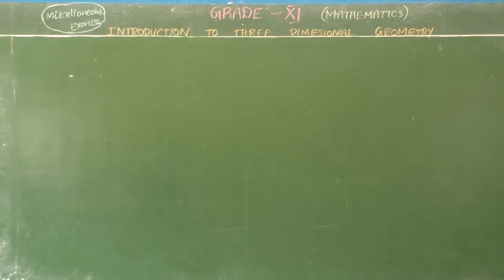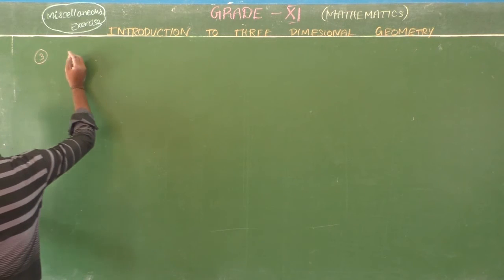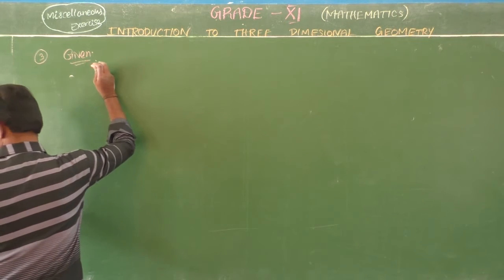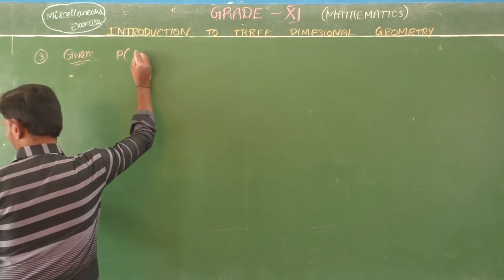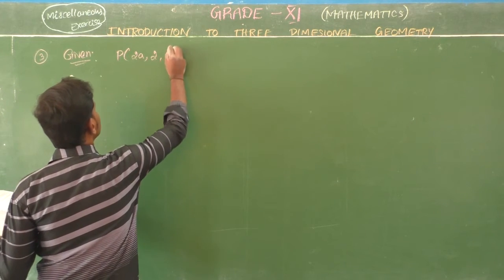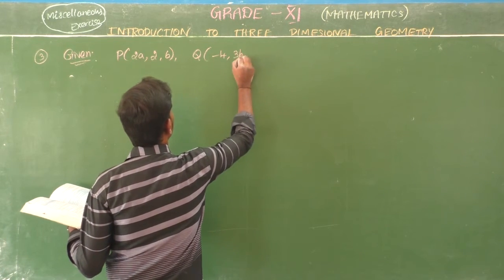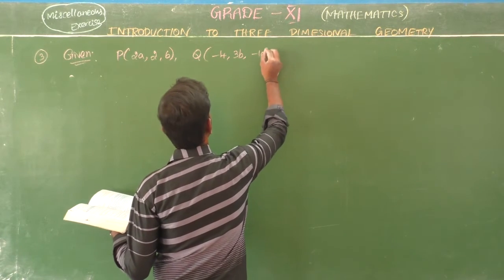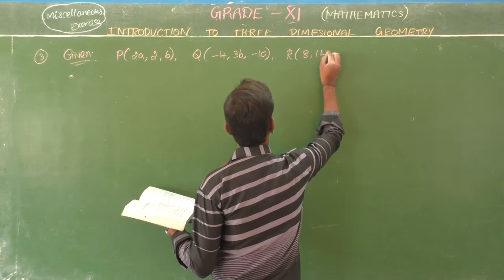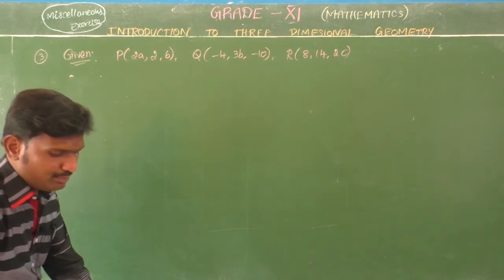So next question, student. Question number 3 in the miscellaneous exercise. If the origin is the centroid of the triangle PQR with vertices P is (2a, 2, 6), Q is (-4, 3b, -10), and R is (8, 14, 2c), then find the values of a, b and c.